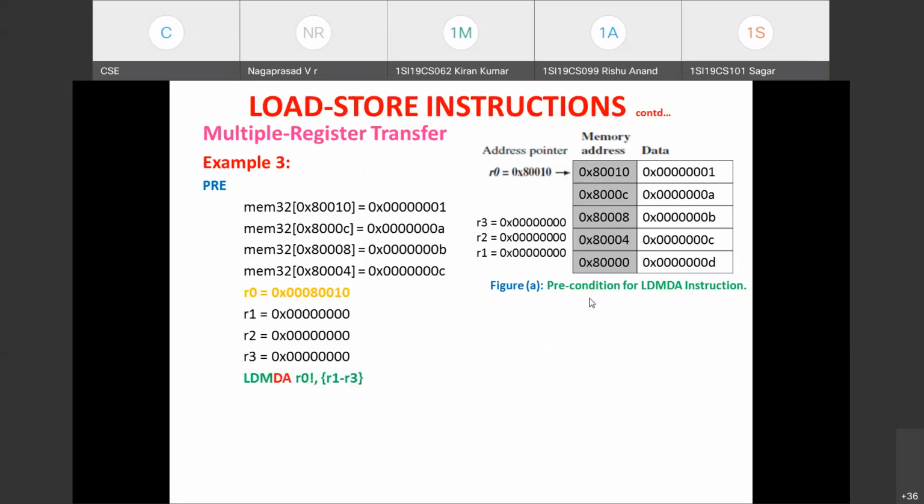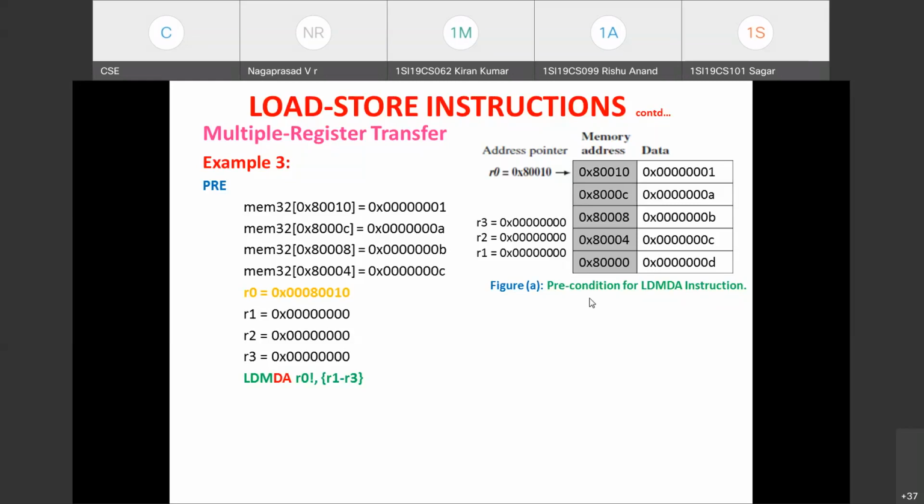If this instruction LDMDA R0!, {R1-R3} is executed, what happens is, since the decrement after addressing mode is used, first it's going to fetch the data from the address held in R0 and it will be transferred to which register? So now we are moving from higher address to lower address. Remember, whenever the pointer is moved from higher address to lower address, whatever data is fetched from the memory will be transferred to the higher register.